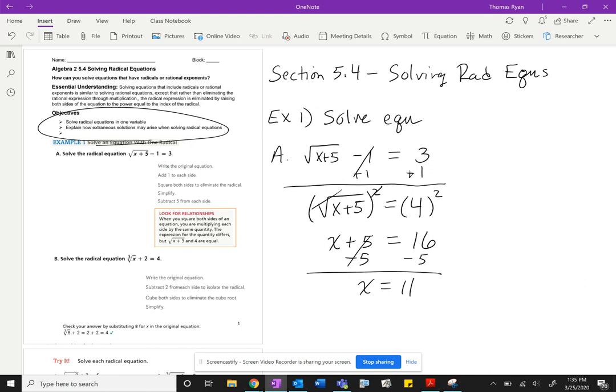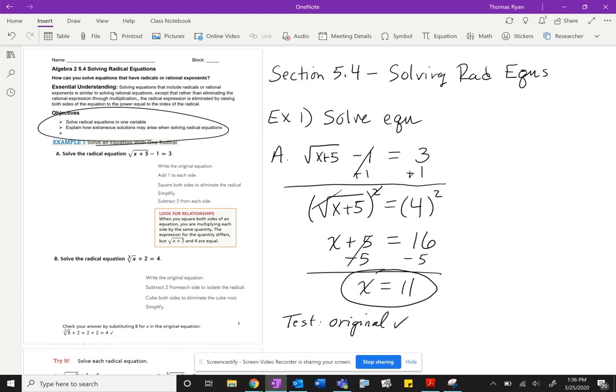Now, before we circle it and state it as fact, we need to test it in the original. So let's do a quick mental test here. Go back up to the very beginning of the problem. Sub in 11, 11 goes in for x. 11 plus 5 is 16. Square root of 16, 4. Minus 1, boom, gives us 3. Now we call it fact. It's a solution. x does equal 11.